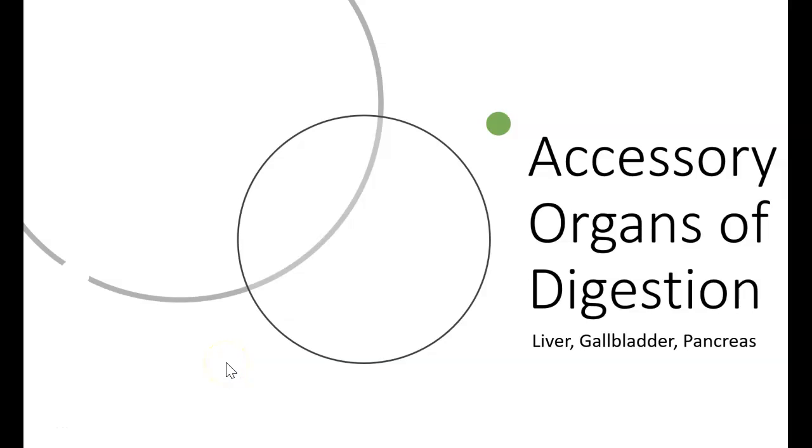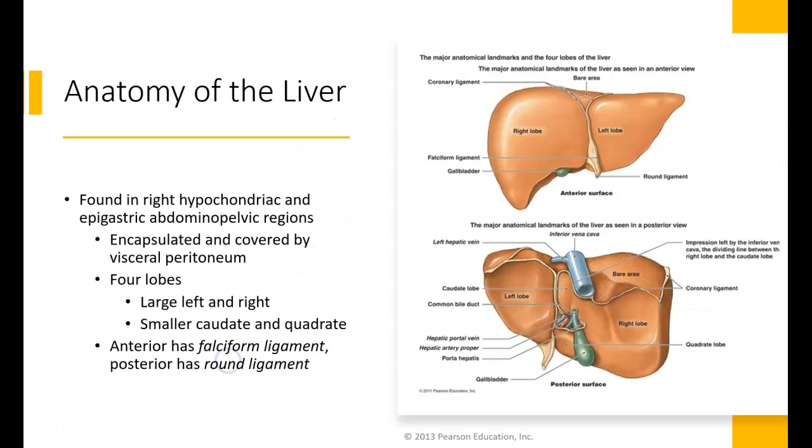This lecture video is going to go over the accessory structures of digestion, so the liver, the gallbladder, and the pancreas. Anatomy of the liver. The liver is divided into basically 4 lobes, 2 large primary lobes, the large right lobe, and then the much smaller left lobe. The right lobe is also divided into an inferior quadrate lobe and a posterior caudate lobe, which will be defined by some of the internal structures.